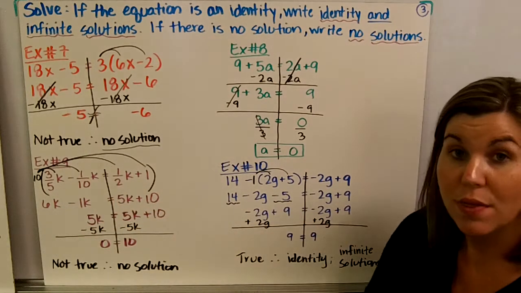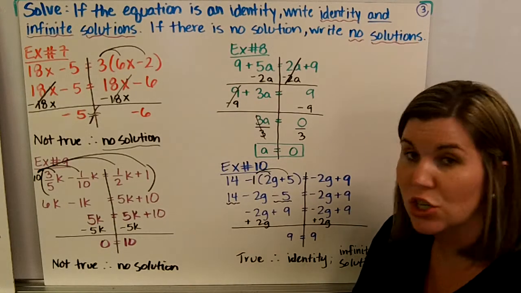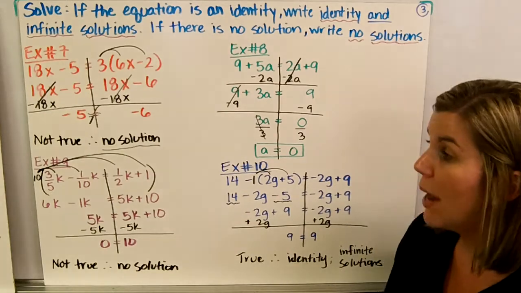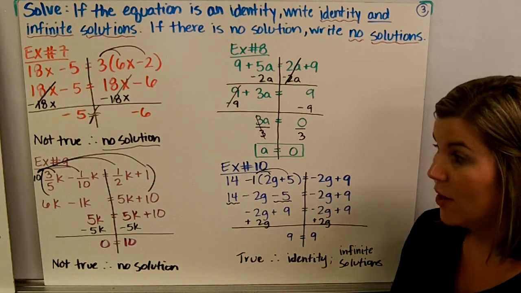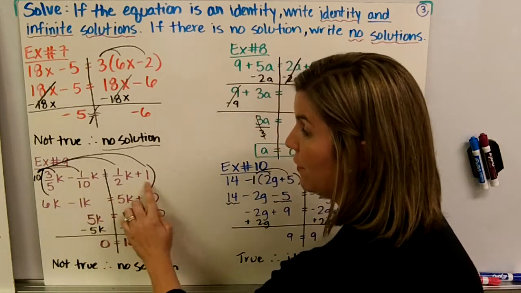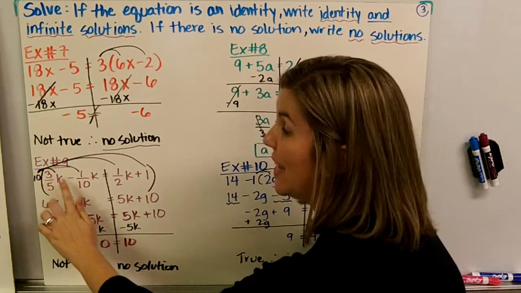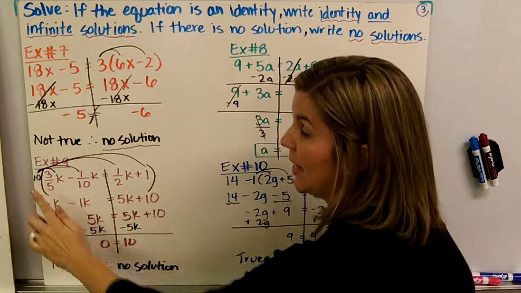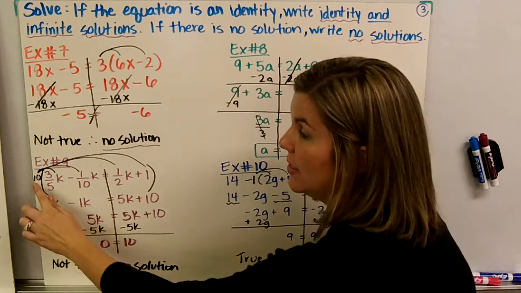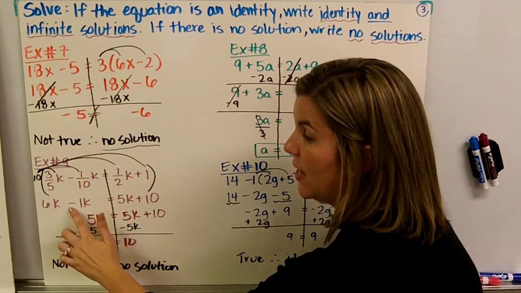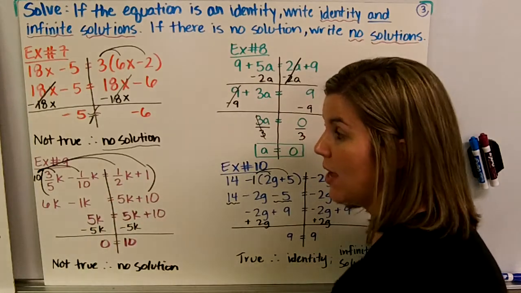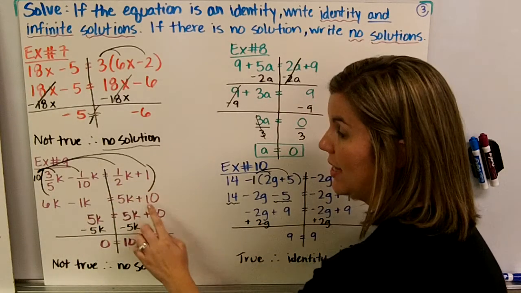5, 10, and 2. The smallest number that 5, 10, and 2 all go into evenly is 10. So I multiply by 10 all the way through the equation. There are 1, 2, 3, 4 terms in the equation, so I multiply each one by 10. 10 times 3/5 k is 6k. 10 times negative 1/10 k is negative 1k. 10 times 1/2 k is 5k, and 10 times 1 is 10.